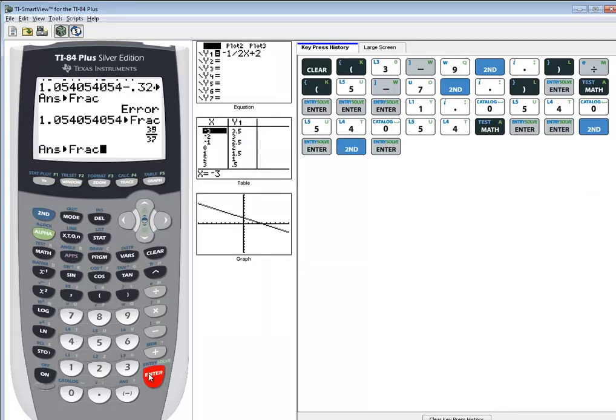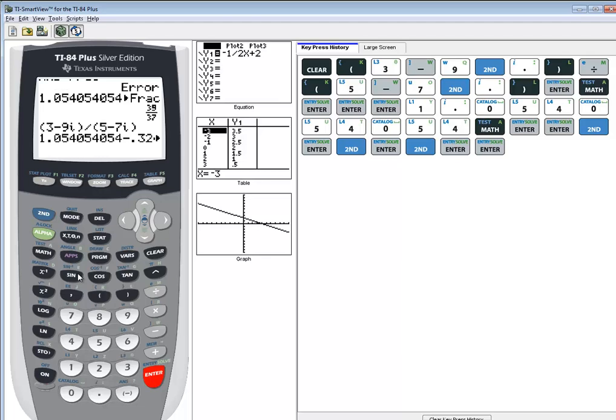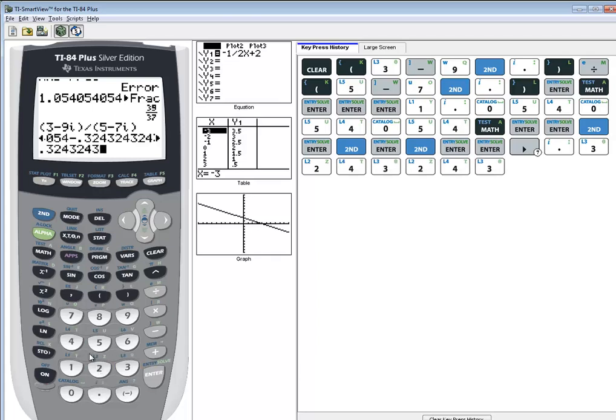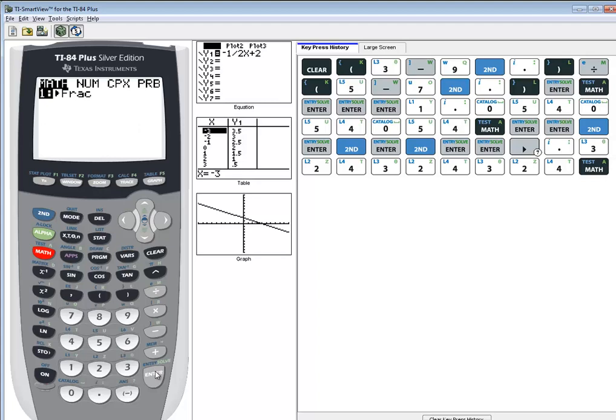Let me do second enter again. And second enter one more time. Back to the original problem. And do enter. And then if I right arrow over, looks like it's 0.324, 324, 324 forever. So 0.324, 324, 324, math, enter.